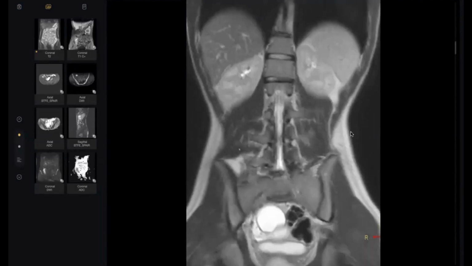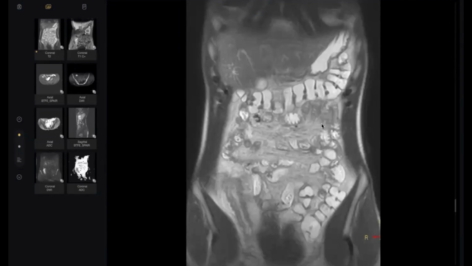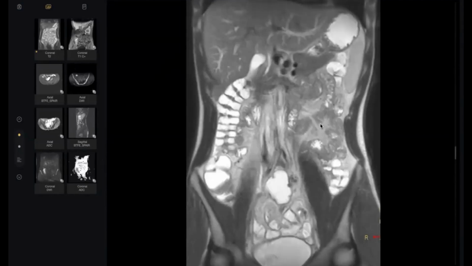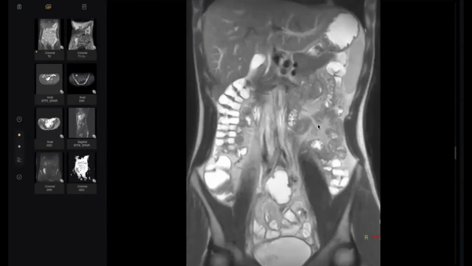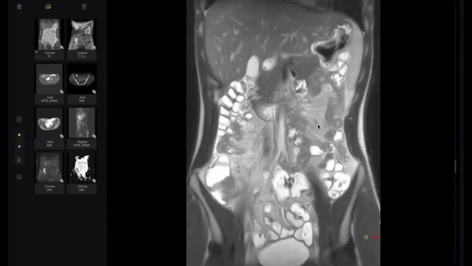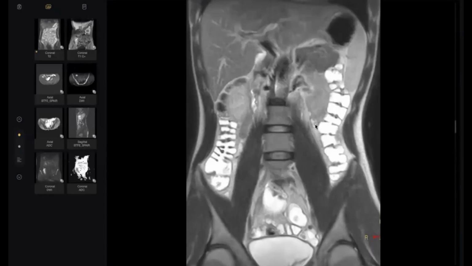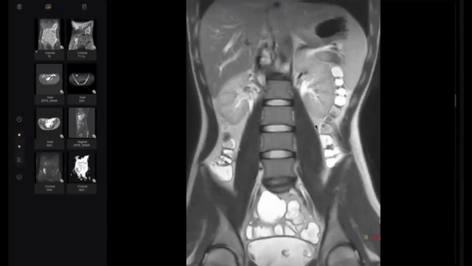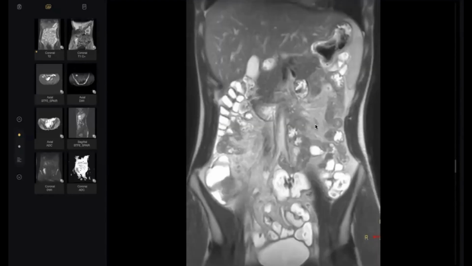Okay, these are MR enterography images. Doctor, are you sure this is MRE or MRI? Sir, I think this is MRI T2 weighted images because the bowel is not distended to the degree of MR enterography. Finally, this is MRI coronal T2 weighted image of the abdomen and pelvis of a 25-year-old patient. I think the history was abdominal pain. I couldn't recall.